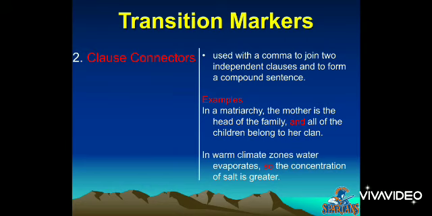In a matriarchy, the mother is the head of the family, and all of the children belong to her clan. Here, the coordinating conjunction and joins the two independent clauses. The second example: in warm climate zones, water evaporates, so the concentration of salt is greater. Here, so is another example of a transition marker. It's a connector. It connects two independent clauses.